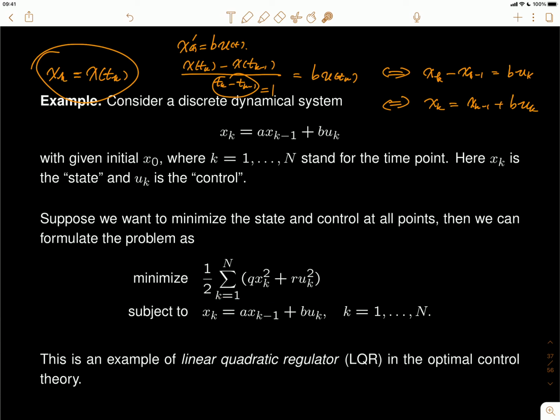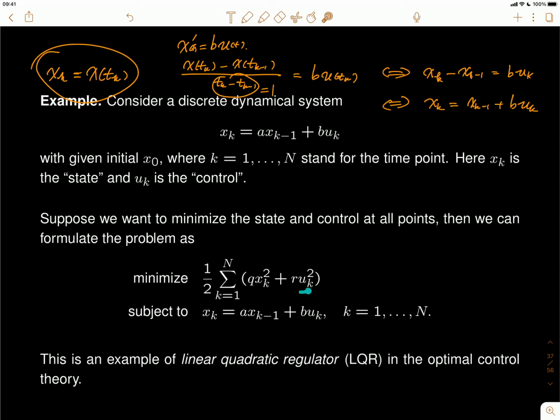Okay, to minimize, so this is the artificial objective function we are trying to minimize. What it means is we want to somehow control the magnitude of the states at all the time points weighted by Q. Q is some number that we specify as our preference. If we really want to minimize this, we want to put a larger Q. Otherwise, we can put a relatively smaller Q.